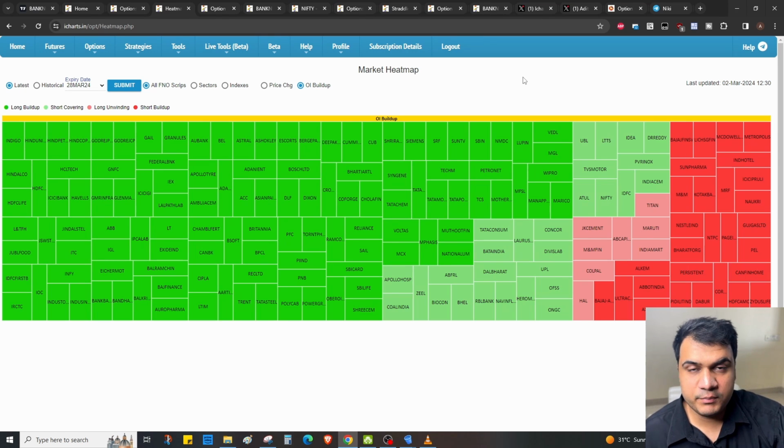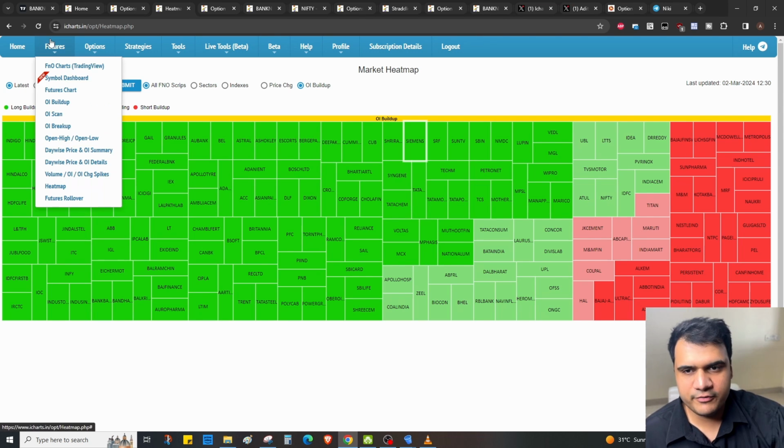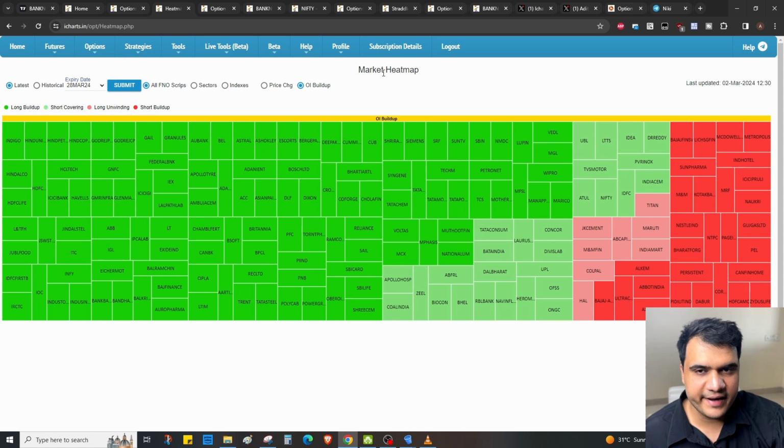Now, number 7, particularly for futures traders. I went into futures and selected the heat map section. Then I got the market heat map. A lot of people, if they trade stocks, want to know where the action is taking place. Now the dark green means a lot of long buildup is going on there, and if it's dark red, then a lot of short buildup is going on there. So you automatically know where the open interest is being added the highest. That's where the move is most likely to happen.